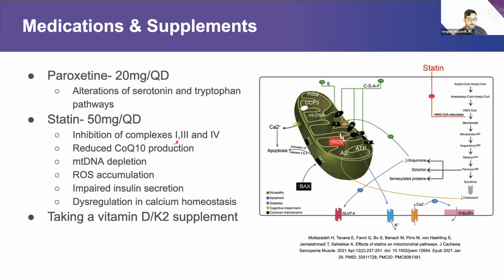You will have inhibition of complexes 1, 3, and 4 of the respiratory chain, because they're inhibiting HMG-CoA reductase. You're going to see reduced CoQ10 production, mitochondrial DNA depletion, reactive oxygen species accumulation, and from this you're going to see impaired insulin secretion and dysregulation of calcium homeostasis.